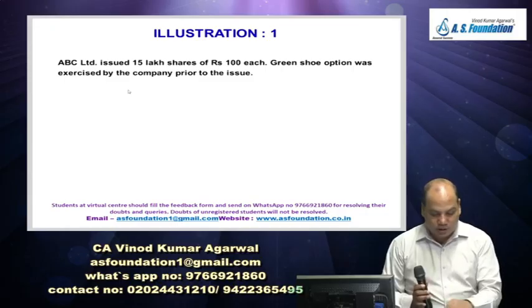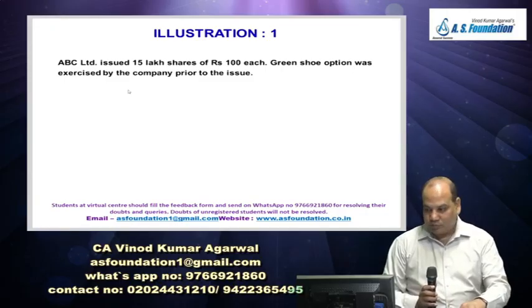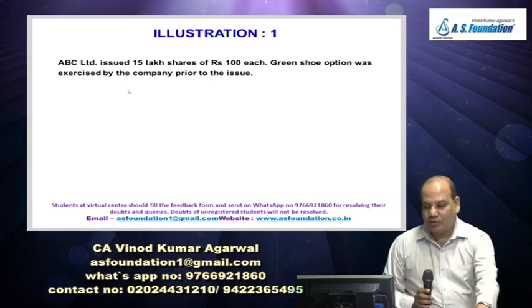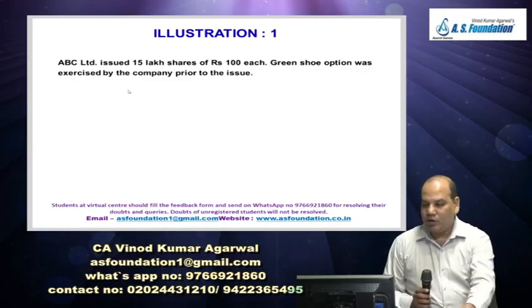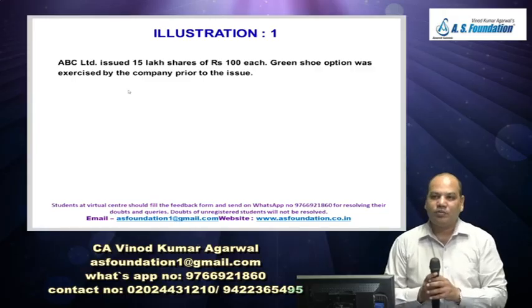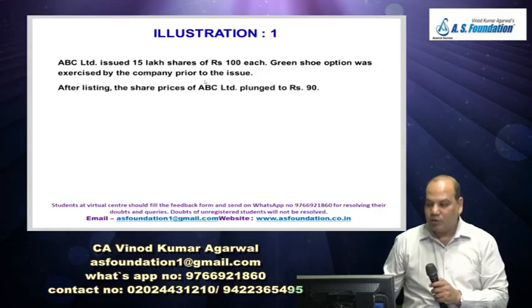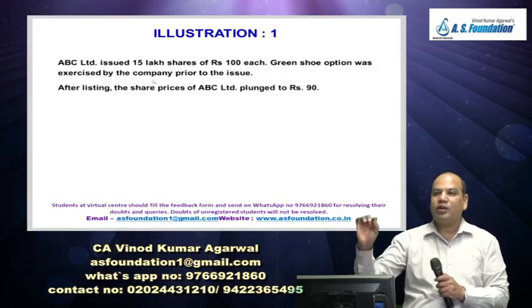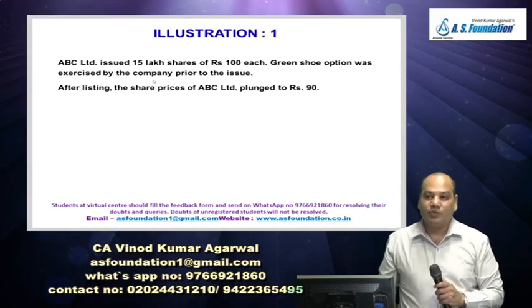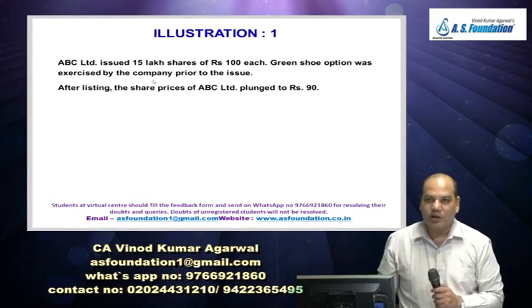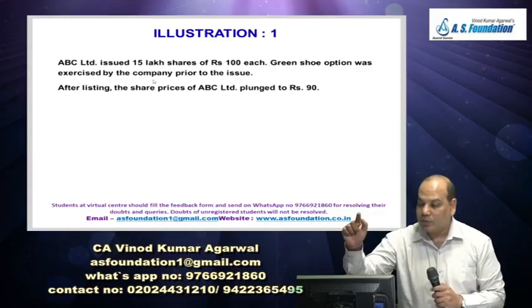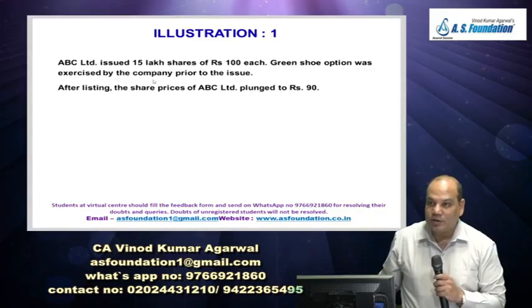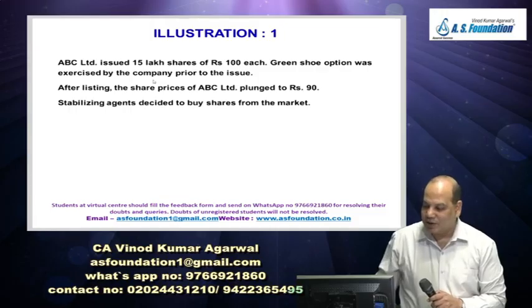Now see, the institute has asked one question from you. ABC Limited issues 15 lakh shares of ₹100 each. Greenshoe option was exercised by the company prior to the issue. Okay, so this has to be mentioned in the prospectus that this issue is subject to greenshoe option up to 15% or up to whatever percentage, but it can't be more than 15%. After listing, the share price plunges to 90 rupees. Will the stabilizing agent buy the share from the market?